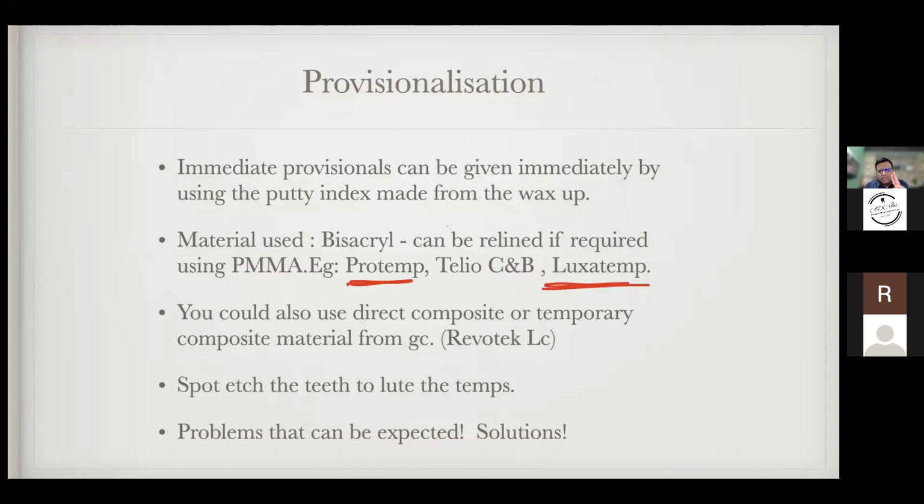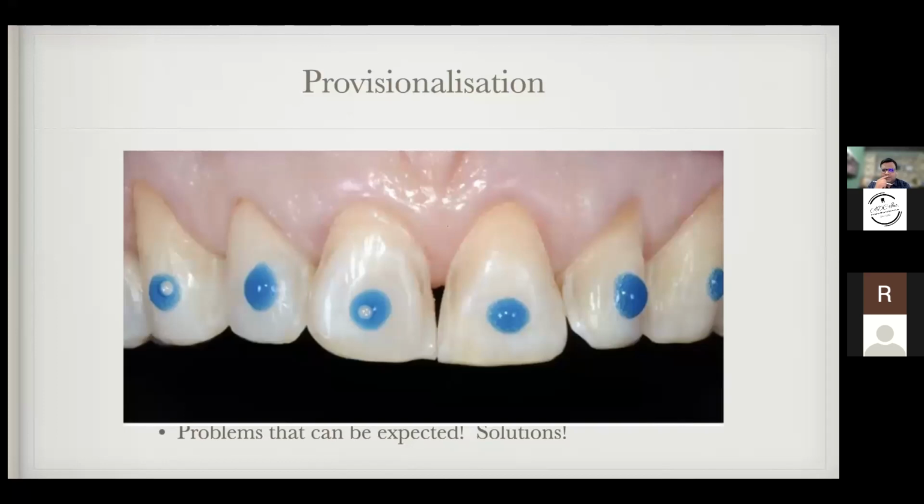If it is 1 or 2 teeth that you are prepping for veneers, you could use direct composite, or you could also use Revotech LC from GC. Spot etch and lube the temps. This is called a spot etch, where you just add one etching at only one spot, add 1 drop of bond, do not cure it, and just put Pro-Temp in place, and it will stick onto that. It is easy to remove because it is only bonded at one place, but that one spot of bonding is enough to retain the Pro-Temp for about 3 to 4 or 7 days till your permanent veneers come down.